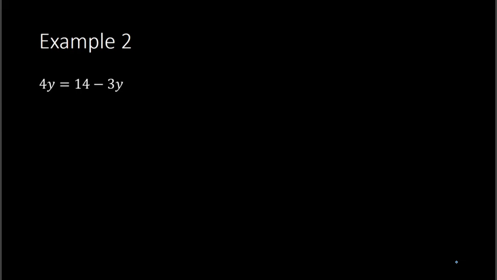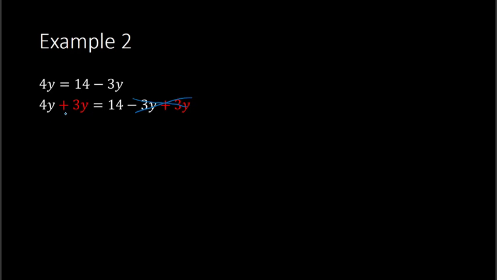Example 2, I have 4y equals 14 minus 3y. So once again, I want to get y on the same side. The easiest way would be to bring this negative 3y over to the left side with the 4y. Well, to do that, I need to get rid of the minus 3y. So I will do the opposite of subtracting 3y, which is adding 3y. If I add 3y on the right side, negative 3y plus 3y would cancel. That gives me 0 y's.